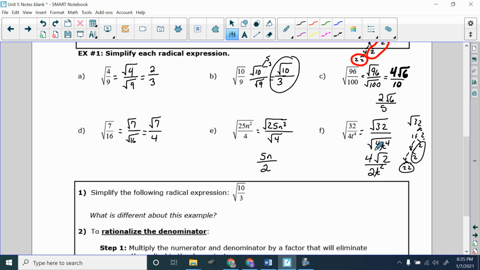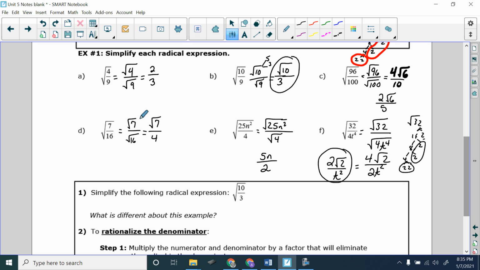However, again, I have this 4 and this 2 out front. They're outside of the radical, so we can simplify those. So it becomes 2 square root of 2 over t squared. We don't really write the 1.